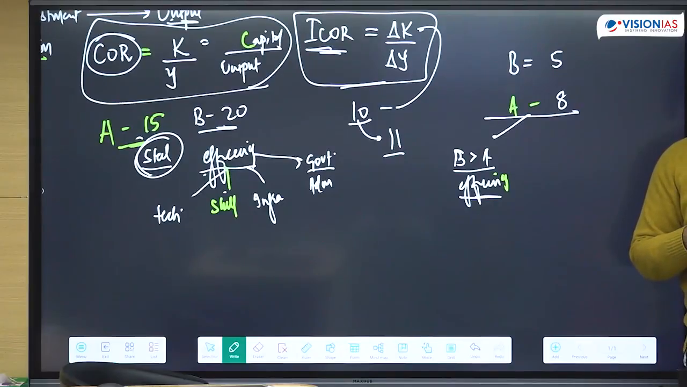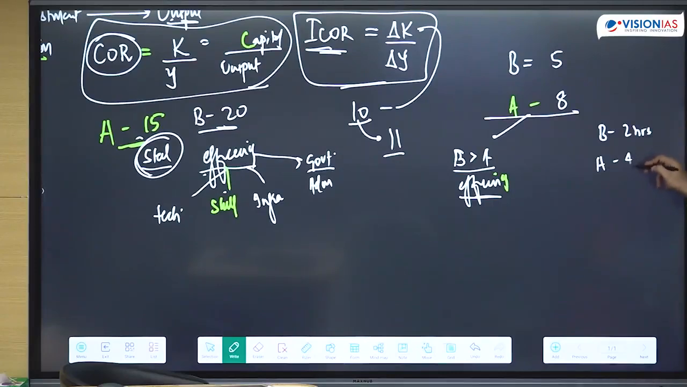What could be the other interpretation of this? One, I said B is reading it in 2 hours and A is reading it in 4 hours. One conclusion from this is B is more efficient than A if the outcome is the same. We are assuming the outcome is the same for both. What else could be the interpretation?